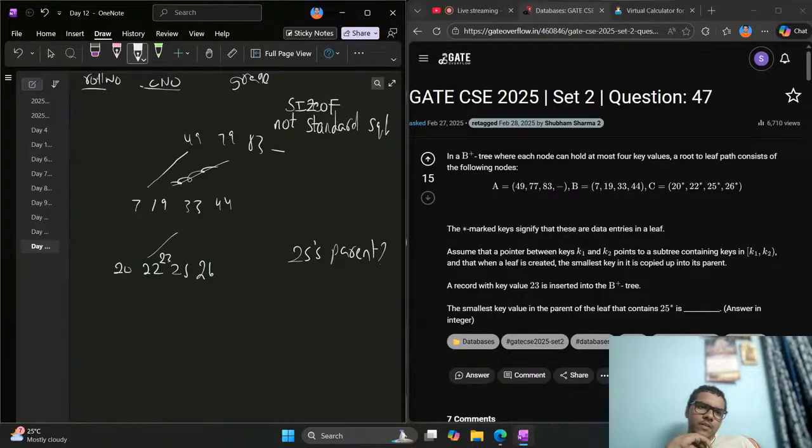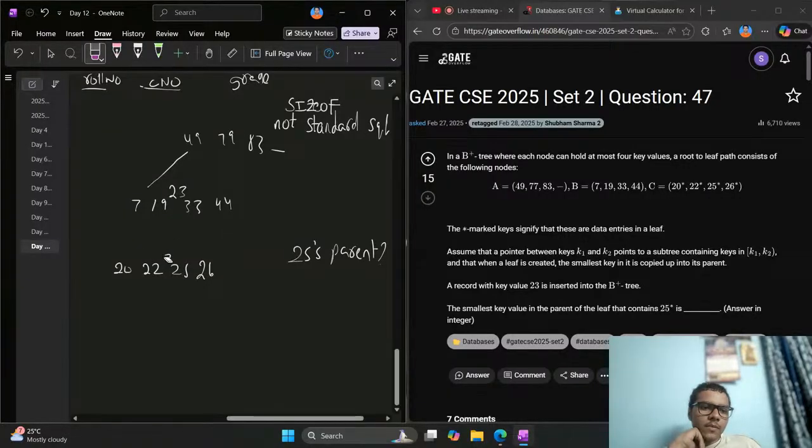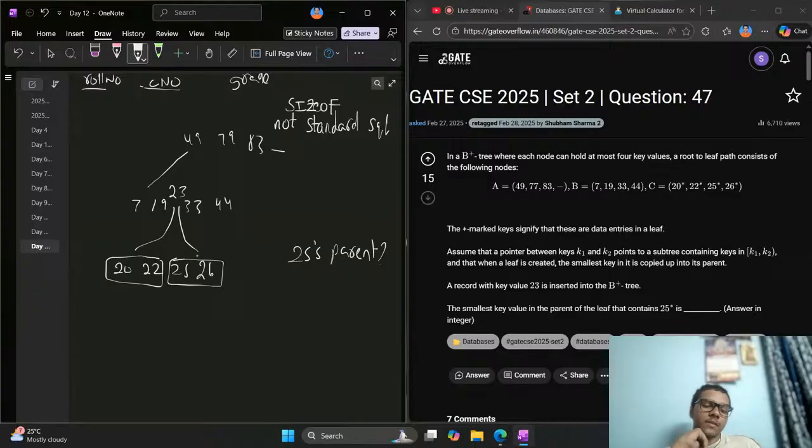Yeah, precisely. It is actually this. And precisely, so it is between 19 and 33. So this is this. So the middlemost value is 23. It will be pushed here. And the elements that are smaller than 23 will belong to this, that is standard B tree overflow case.